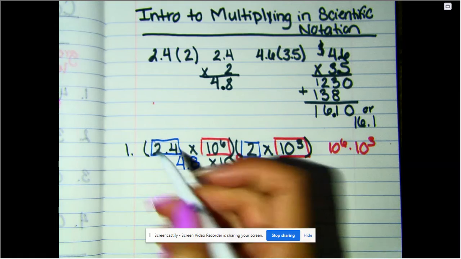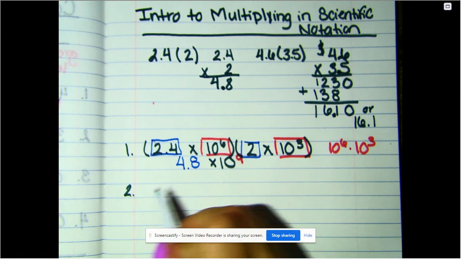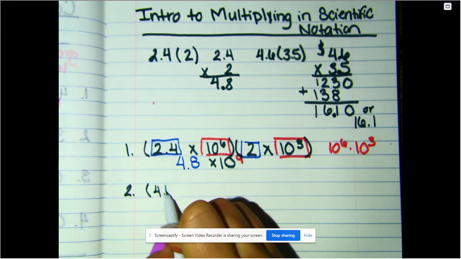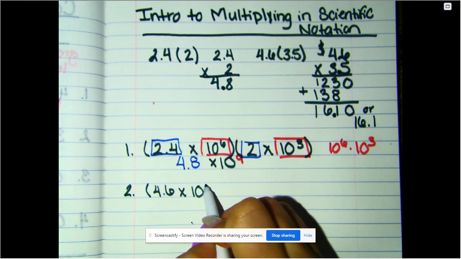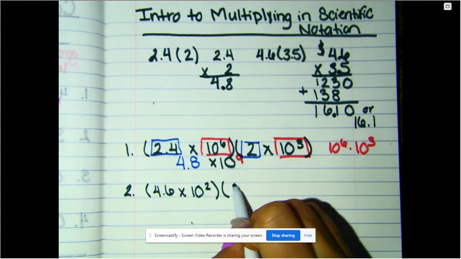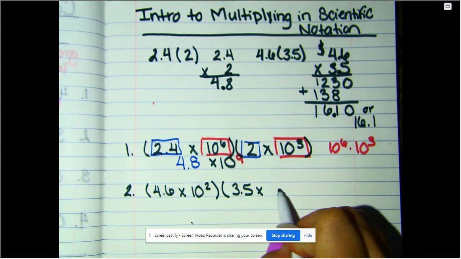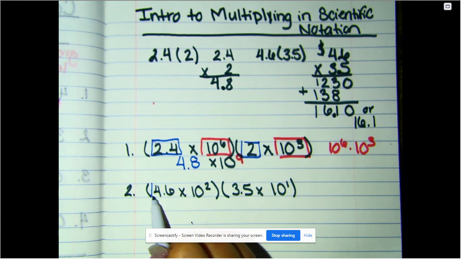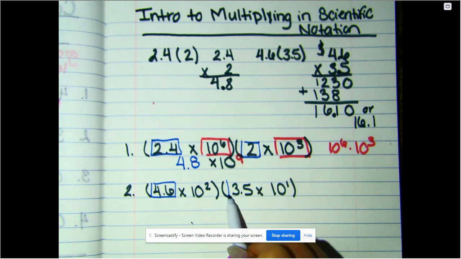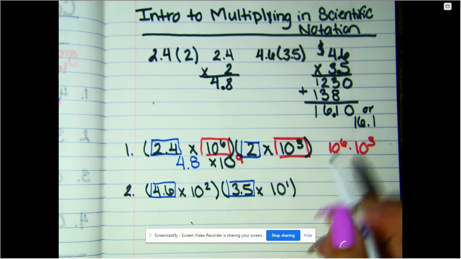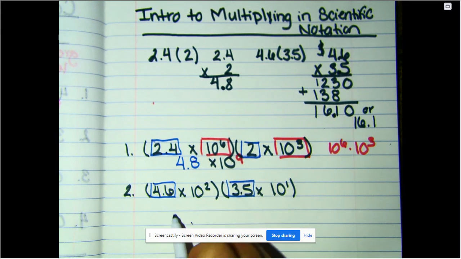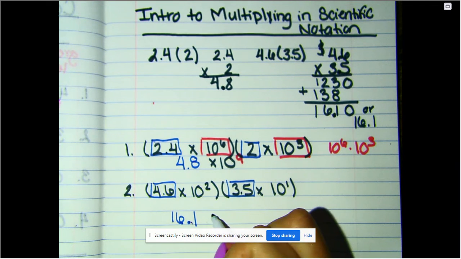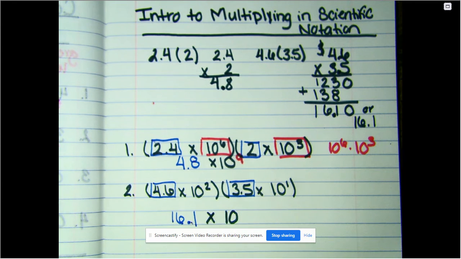Okay, however, let's look at the next example. I had 4.6 times 10 to the 2nd power, and then I had 3.5 times 10 to the 1st power. Okay, again, we're going to pick out our regular numbers. So I'm going to multiply 4.6 by 3.5, and I did that right here above, and I got 16.1 as my answer. Okay, always times the base of 10 in scientific notation.